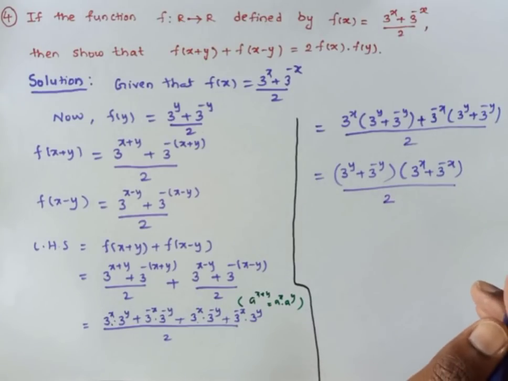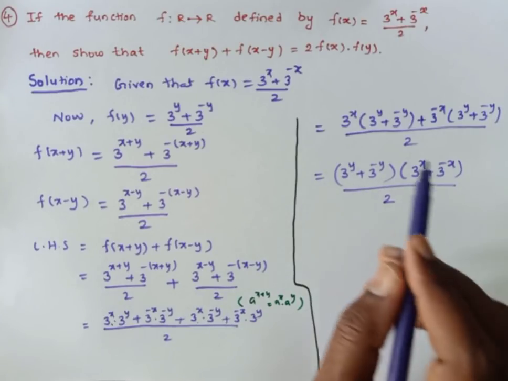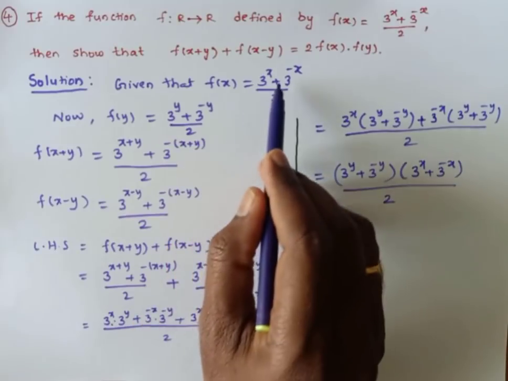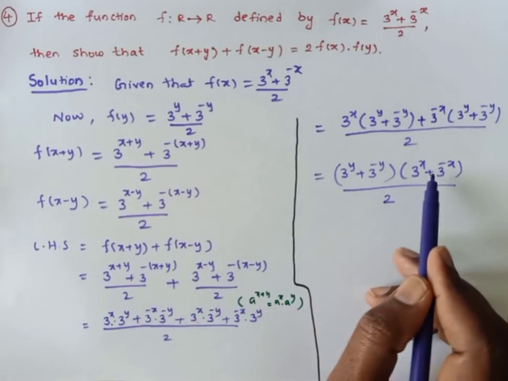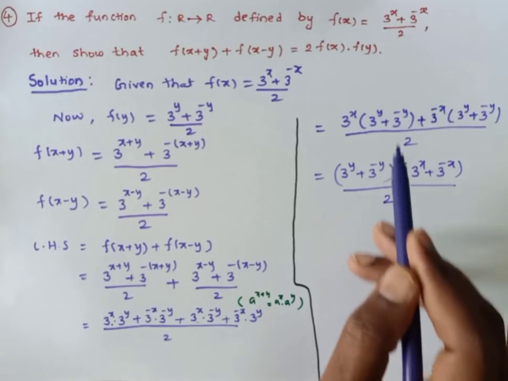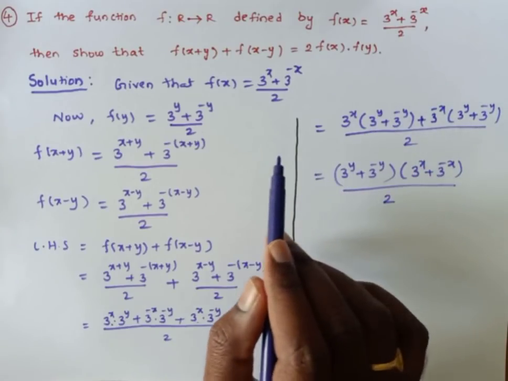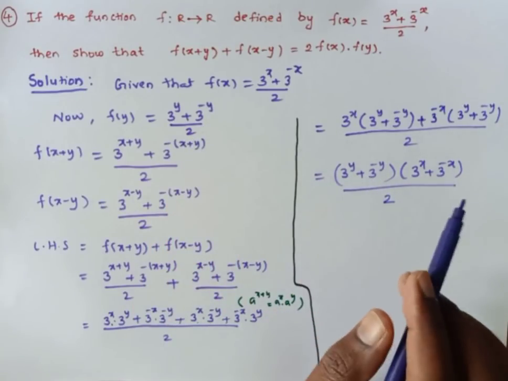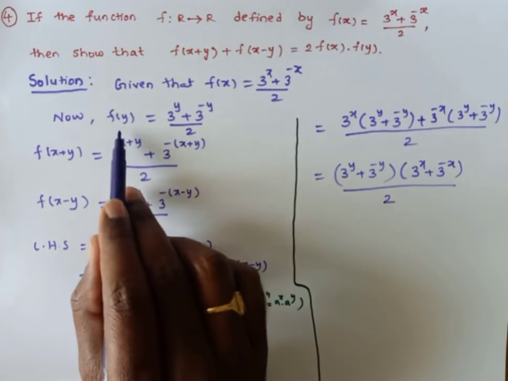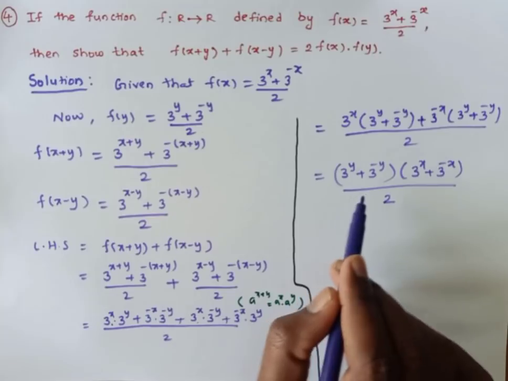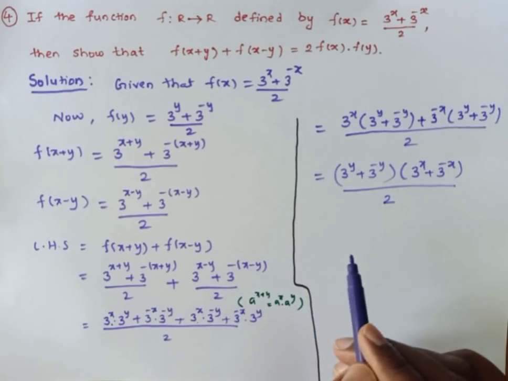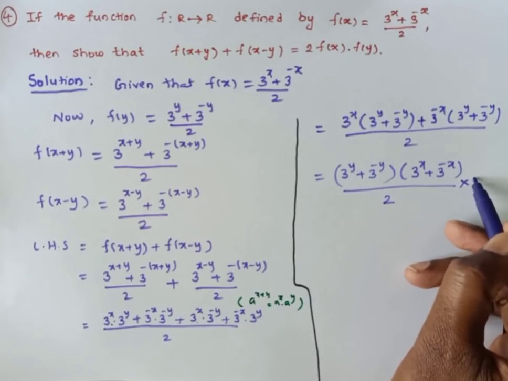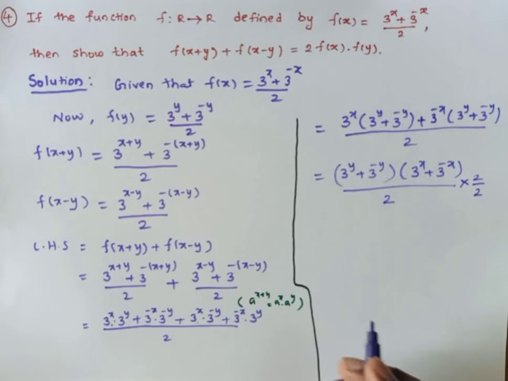So this is our final step, but what we need to show is that this is 2 times f of x into f of y, right? So what is f of x? f of x is nothing but 3 to the power of x plus 3 to the power of minus x by 2. So here we have 3 to the power of x plus 3 to the power of minus x by 2. Now to get f of y, we need 3 to the power of y plus 3 to the power of minus y by 2. So here only 3 to the power of y plus 3 to the power of minus y is left. To write this as f of y, we need one more 2 in the denominator. 2 is a constant, so you can multiply and divide with 2, there is no issue with this.